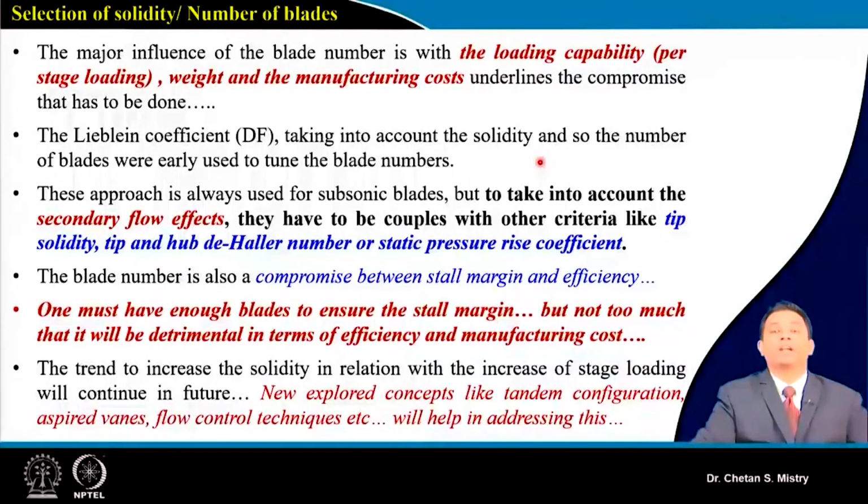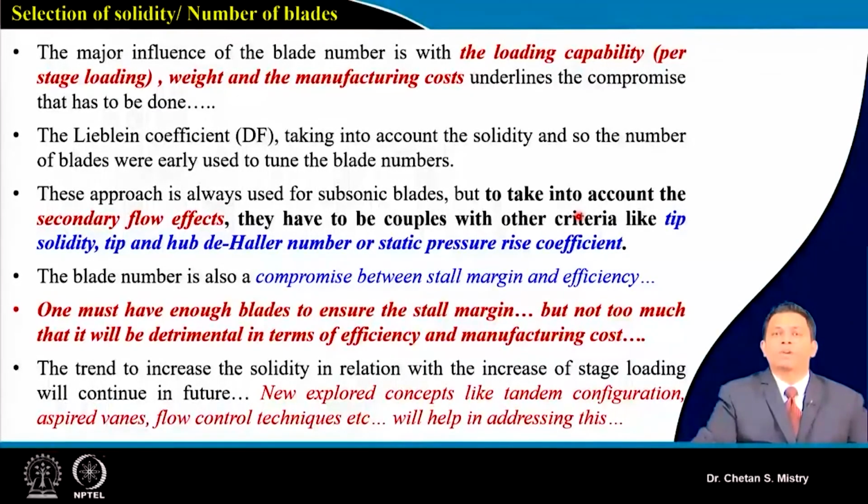Now this number of blades, that's what will be decided with, and then they will move ahead with the design modification. Maybe they will stick with the same number, or maybe based on computational study they will modify the number of blades. But it says we need to take care of other parameters also along with the diffusion factor. That's what is taking care of our secondary flows. They are, say, tip solidity, then tip and hub de Haller numbers, and static pressure rise coefficient.